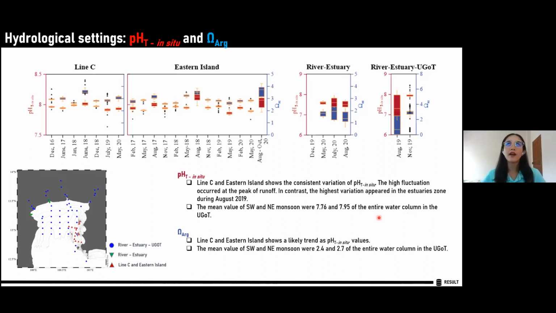And aragonite also shows the same trend, and the value is between the southwest and northeast monsoon, standing at 2.4 and 2.7 for the entire column.